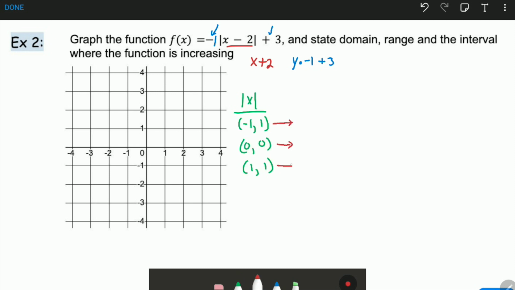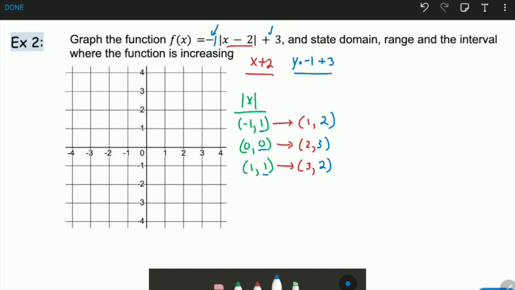And go and do all my x rules. So x plus 2. So negative 1 plus 2 is 1. 0 plus 2 is 2. And 1 plus 2 is 3. For my y rules, y times negative 1 plus 3. So 1 times negative 1 is negative 1. But I have to add 3. If I add 3, it is 2. 0 times negative 1 is still 0. Plus 3 is 3. 1 times negative 1 is negative 1. Plus 3 is 2.